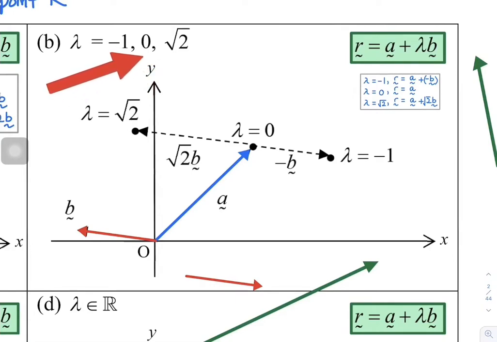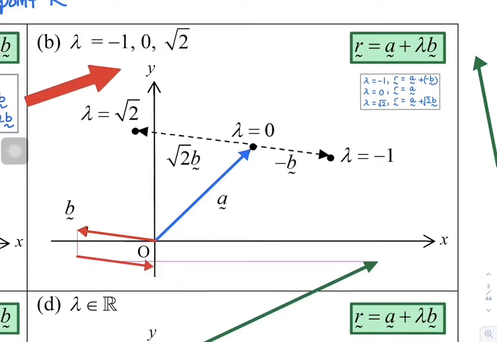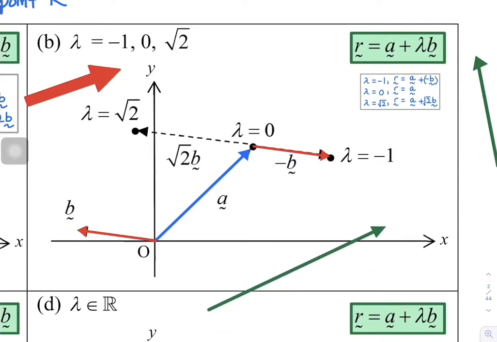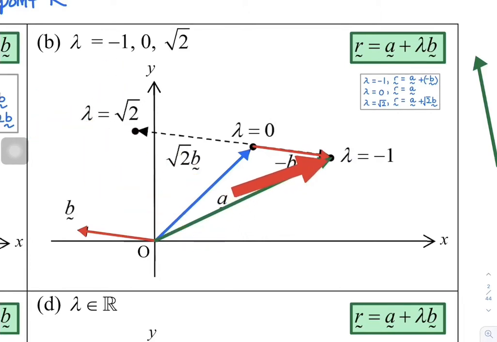Now, when lambda equals -1, the position vector of R is given as the vector A added to the vector -B. So in this particular diagram, the vector -B has the same length as the vector B but is opposite in direction. So by applying the triangle law of vector addition, A plus -B, we will actually get the position vector of the vector R as noted here, representing the point R situated over here when lambda equals -1.